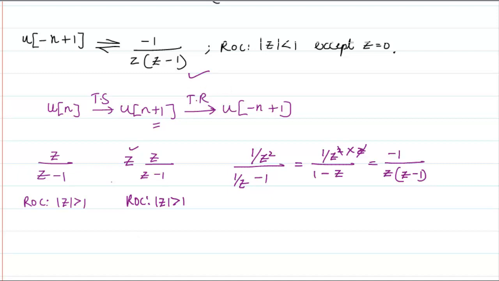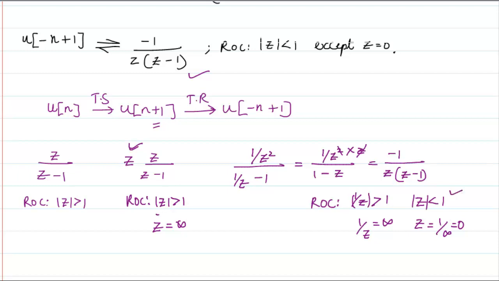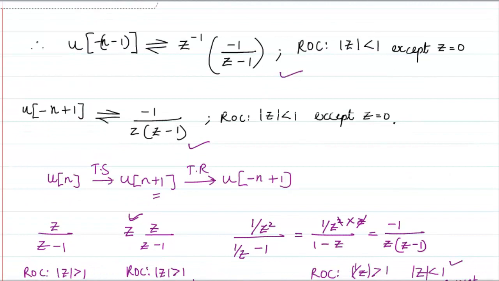Okay, and what is the ROC? ROC has to be also changed. So here I had said that ROC is greater than 1 with an exclusion that since another z is getting multiplied, z equal to infinity has to be avoided, except z is equal to infinity. So here also the ROC is now going to be, instead of z I will write 1 by z should be greater than 1, and 1 by z should not be equal to infinity. So what will I get? I will get z less than 1, and here z is equal to 1 by infinity, which is equal to 0. So z less than 1 except z is equal to 0, and that is the same answer that we have got here, correct?